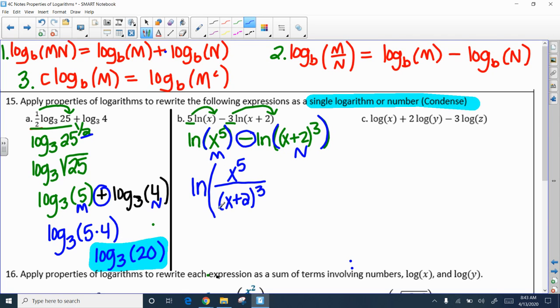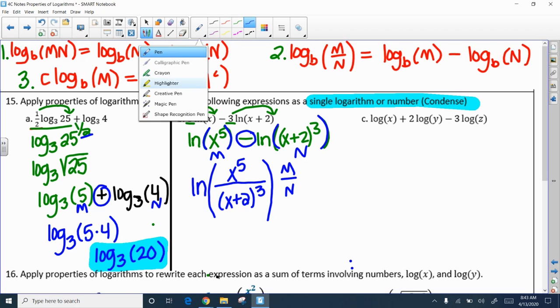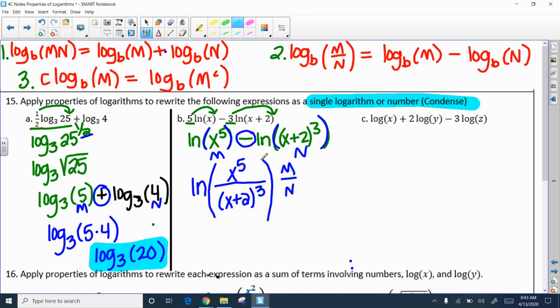Now, if you want, you can have parentheses around the whole thing like this. And this is in the form m over n. And now we have condensed it into one logarithm. So there is our final answer on that one.